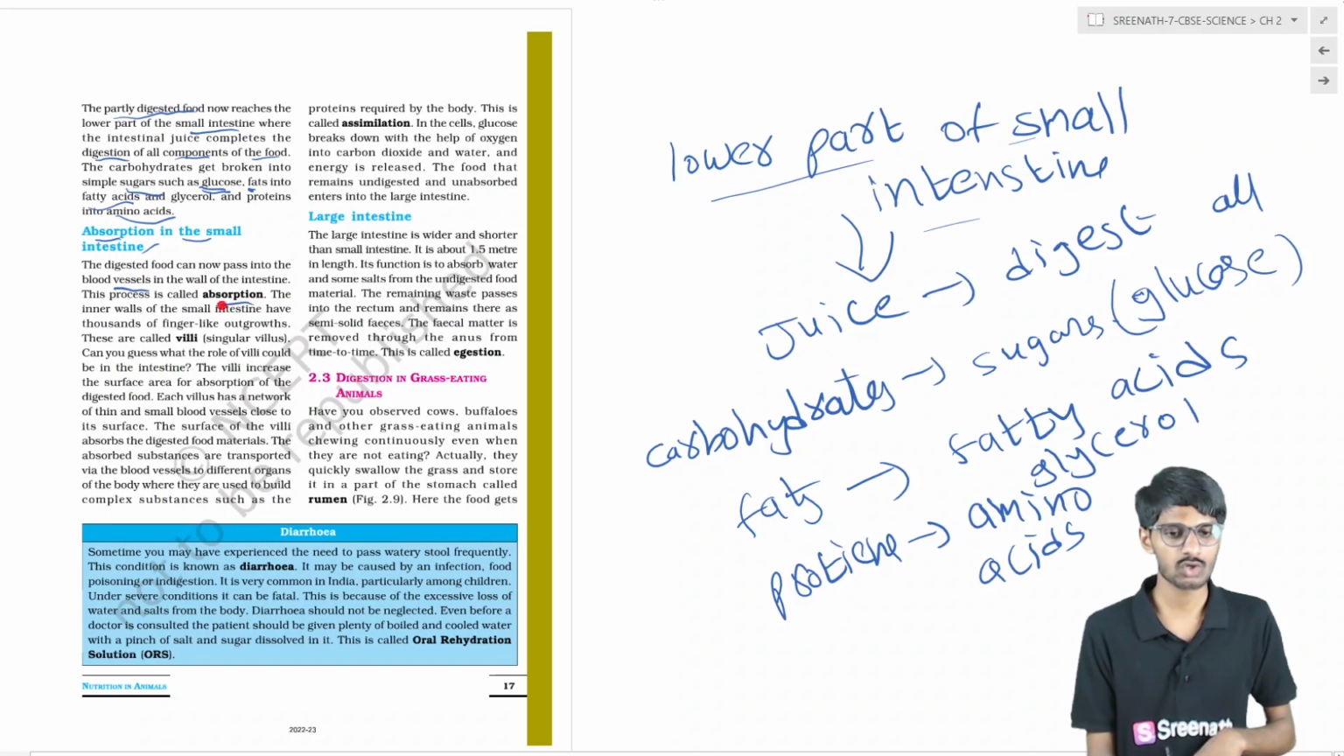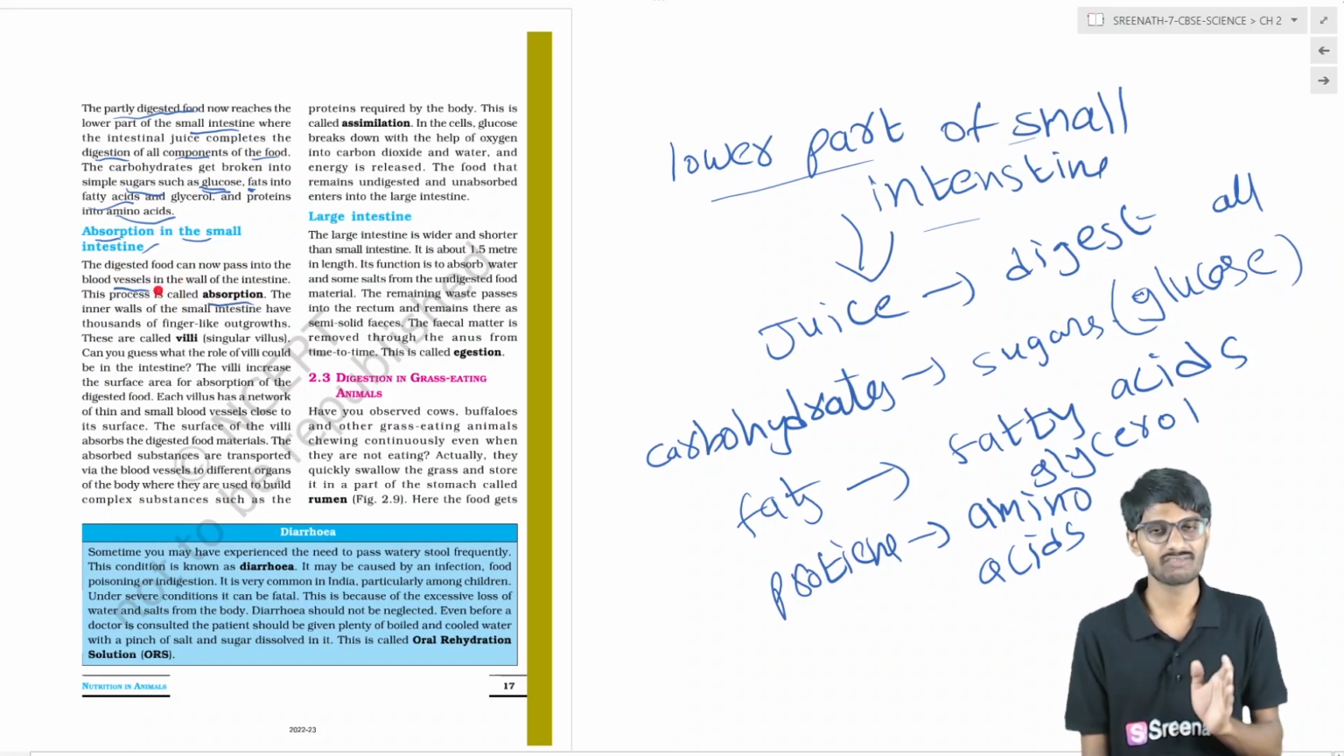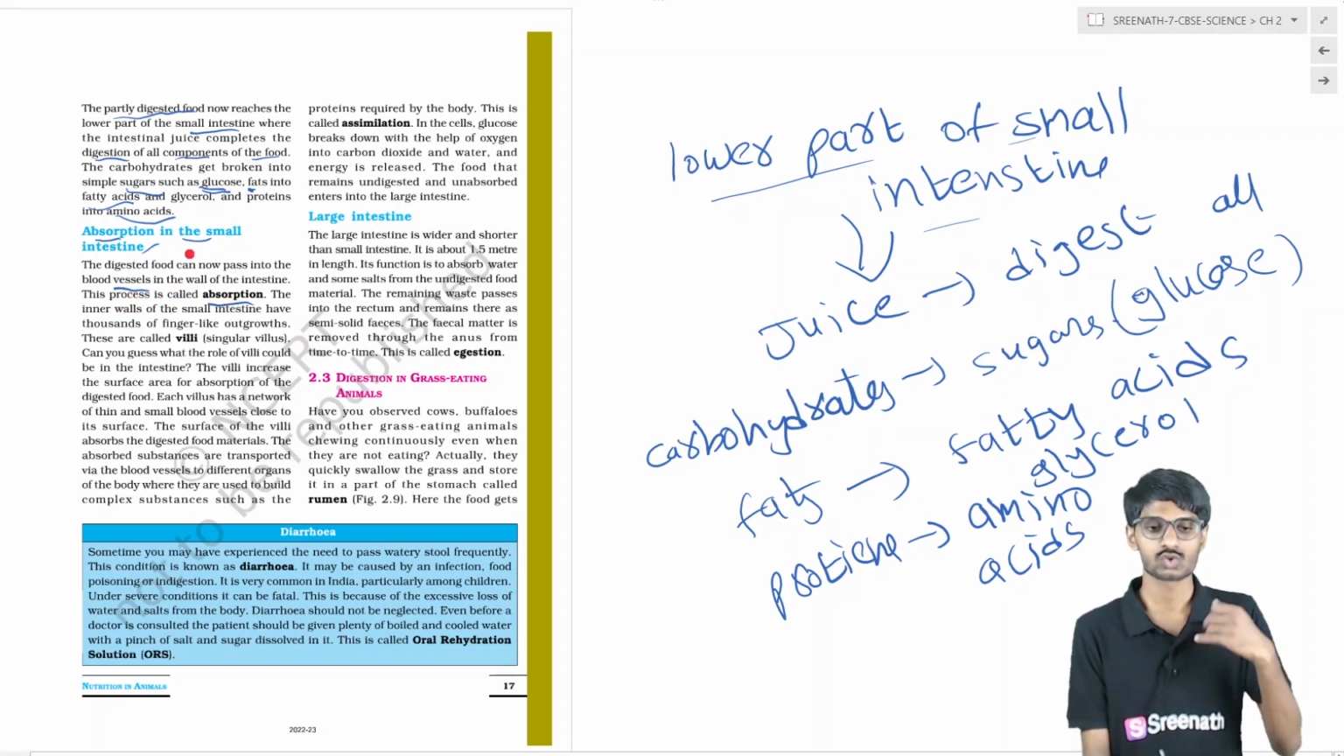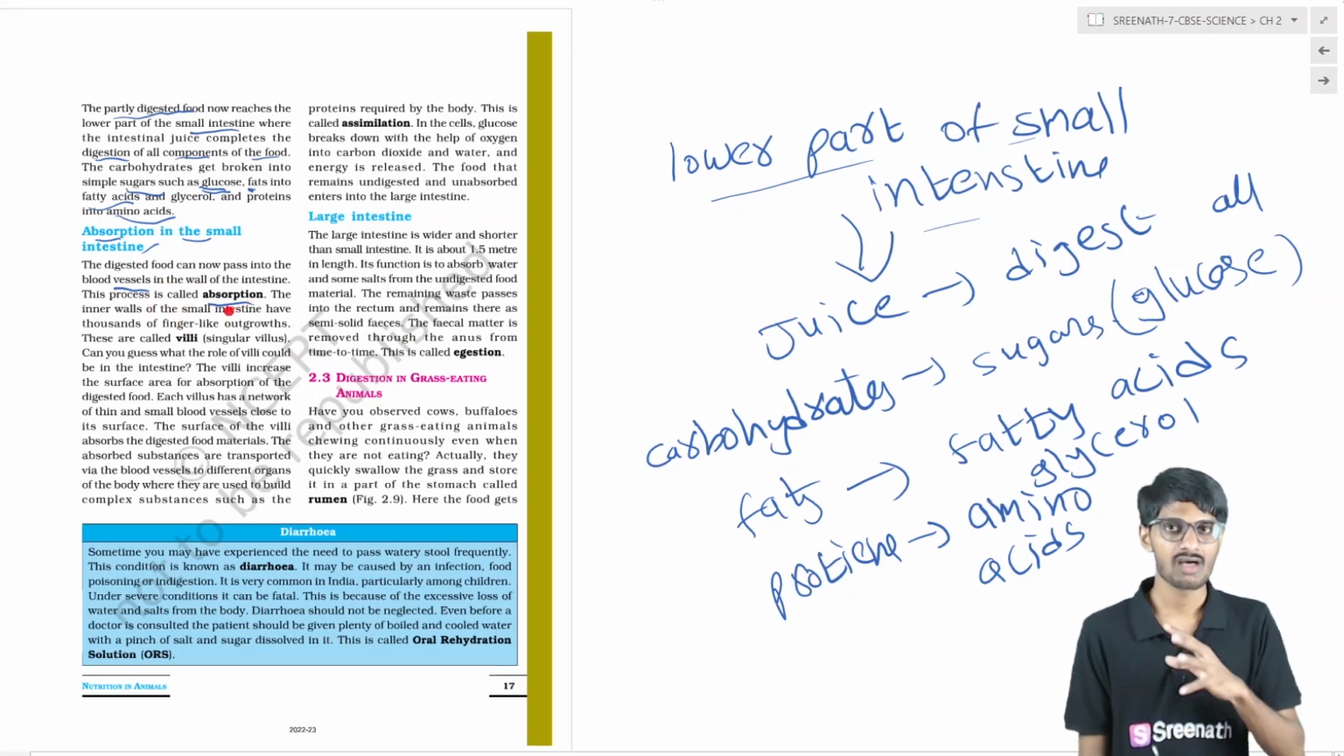So this process is called absorption. The digested food can now pass into the blood vessels in the wall of the intestine. From the walls of the small intestine, it is entering into the blood vessels of the body. This process we call absorption.